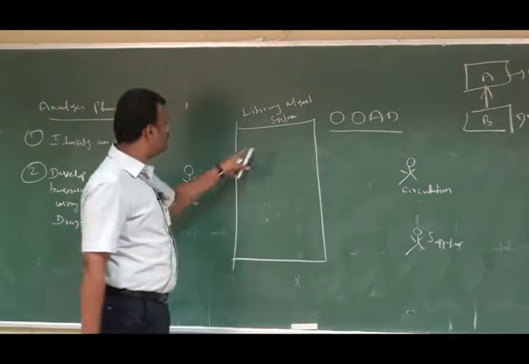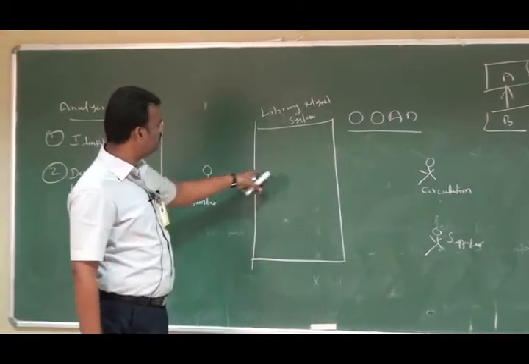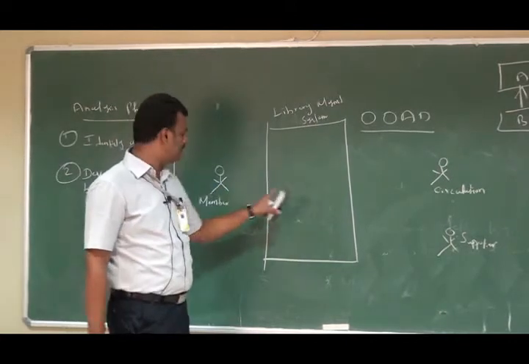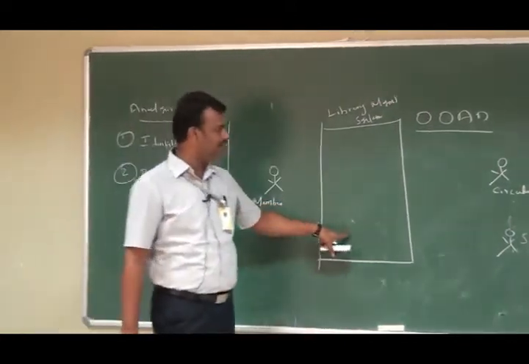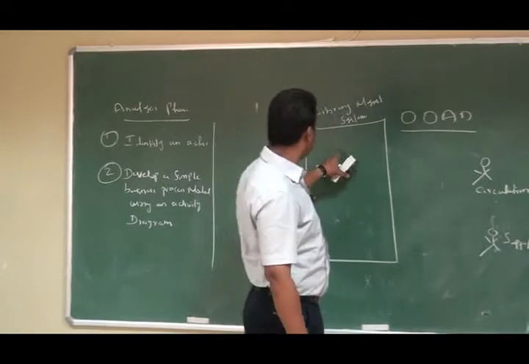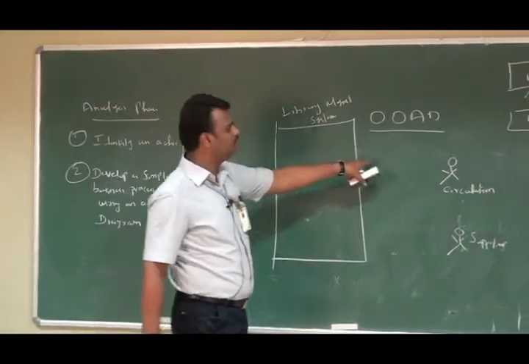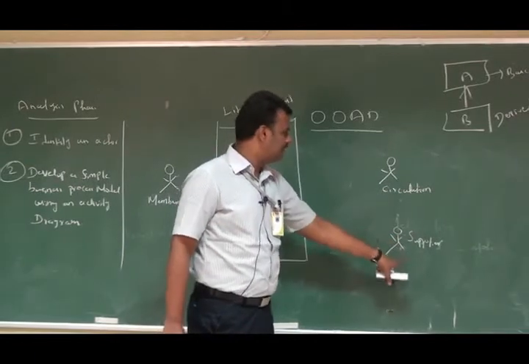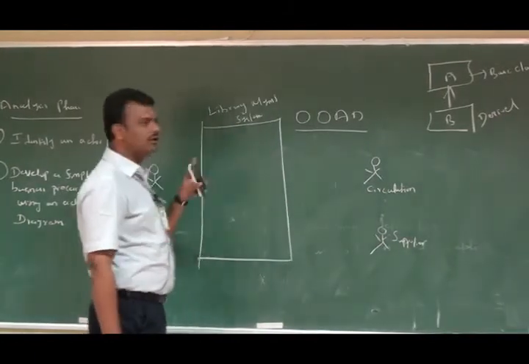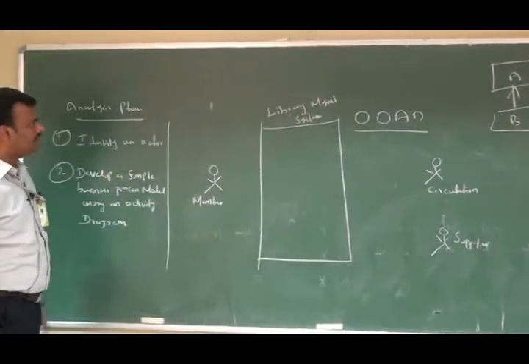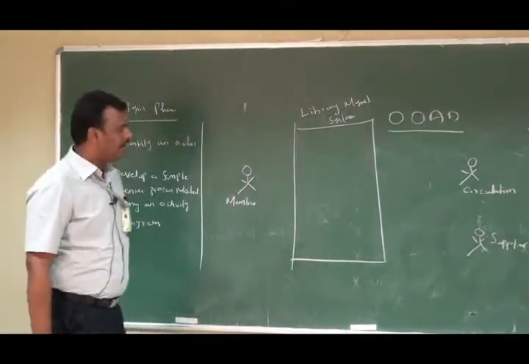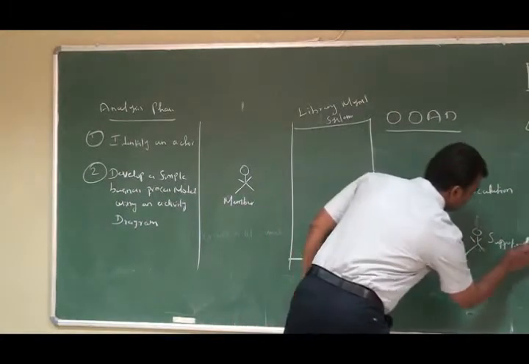The member is going to borrow books from the library, return books to the library, read newspapers in the library, and do research in the library. If the member borrows books, the circulation clerk checks the library card. The supplier is going to supply the books to the library. So the actors in the library management system are the member, circulation clerk, and the supplier.